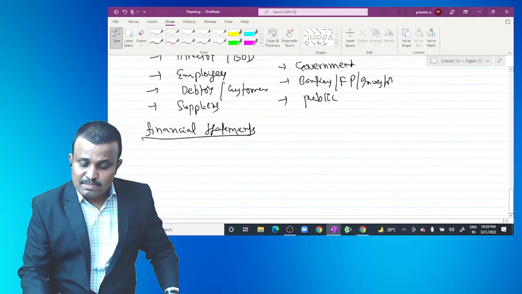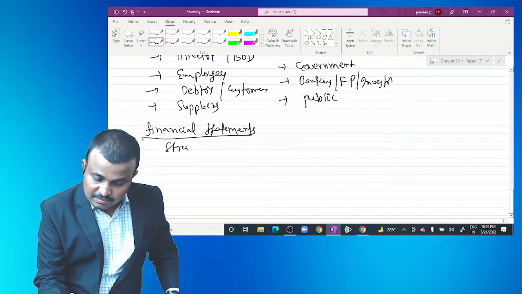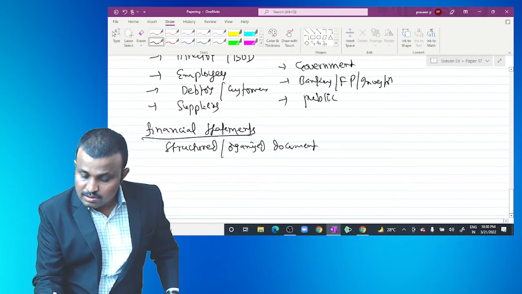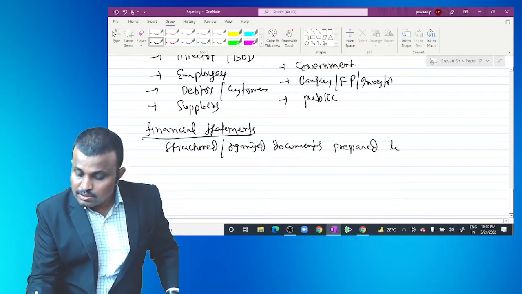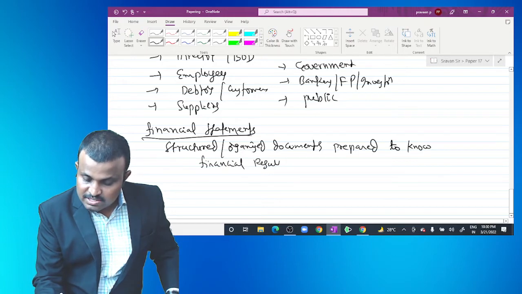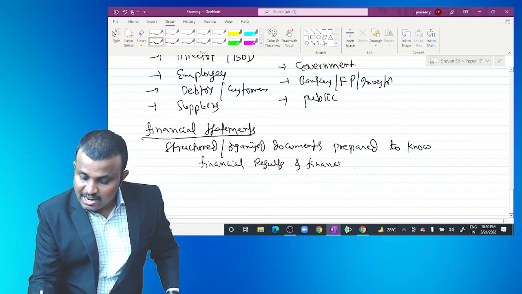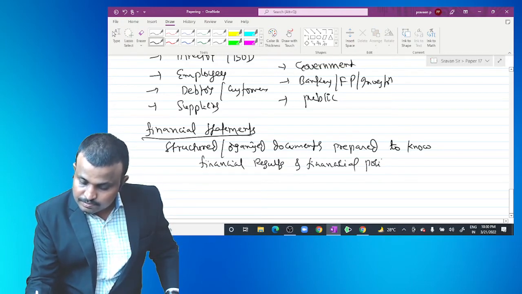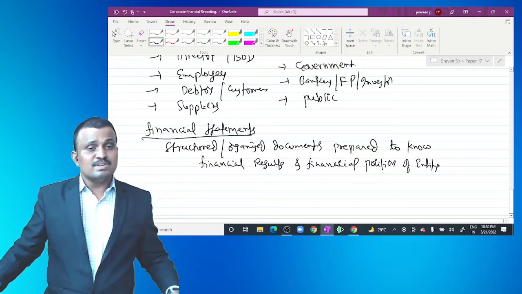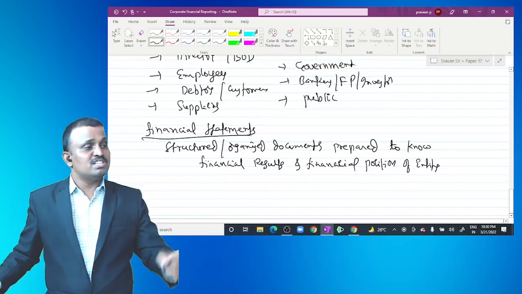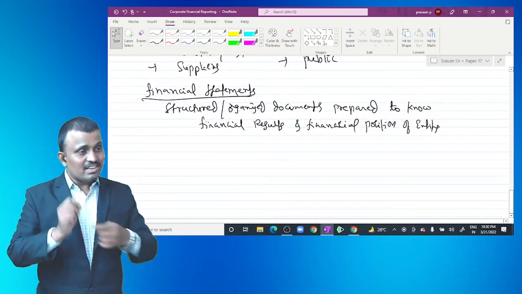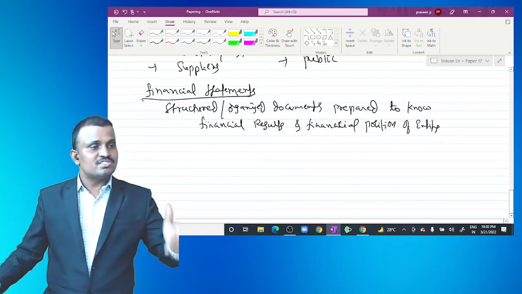Financial statements. So financial statements are nothing but those structured or organized documents prepared by the entity to know the financial results and financial position. Generally, financial results are provided by the income statement and financial position is provided by the position statement of the entity.